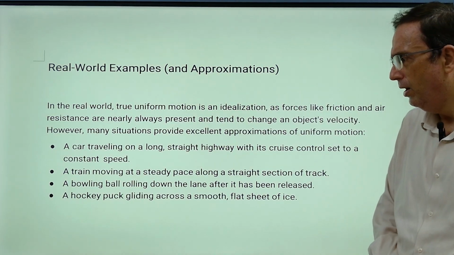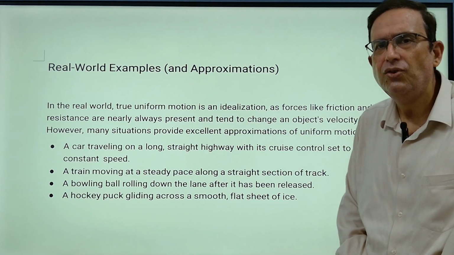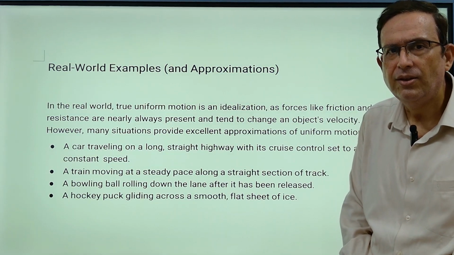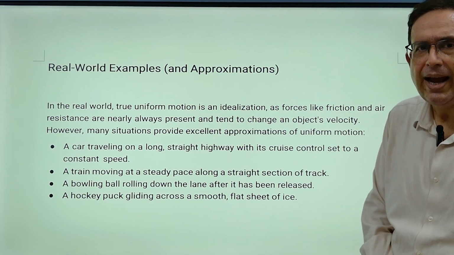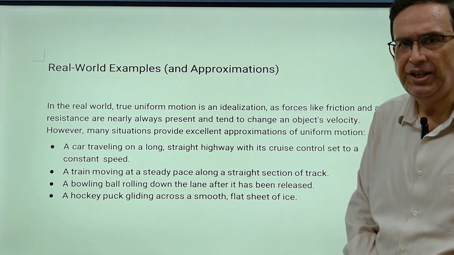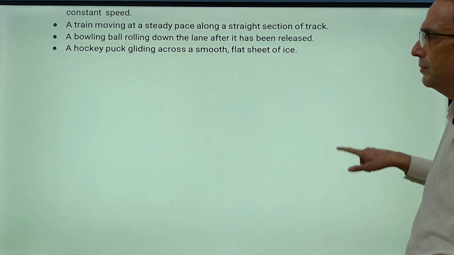A rolling ball on a lane after it has been released is again a uniform motion in one dimension. Similarly, a train moving on a straight track, or a hockey puck gliding across a smooth flat sheet of ice. So these kinds of things are uniform motion.